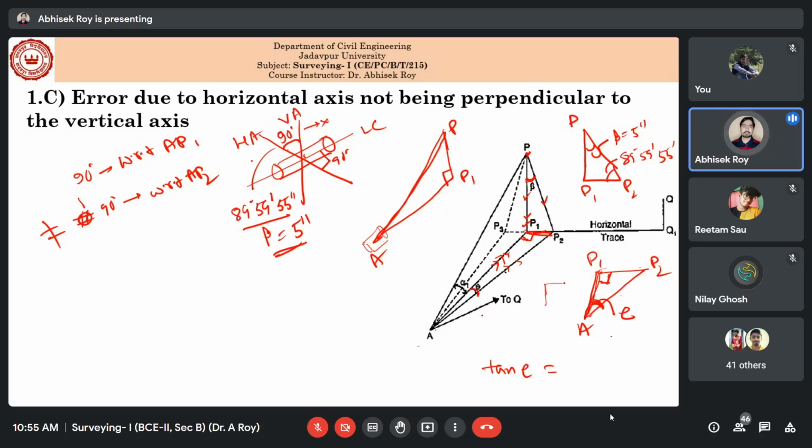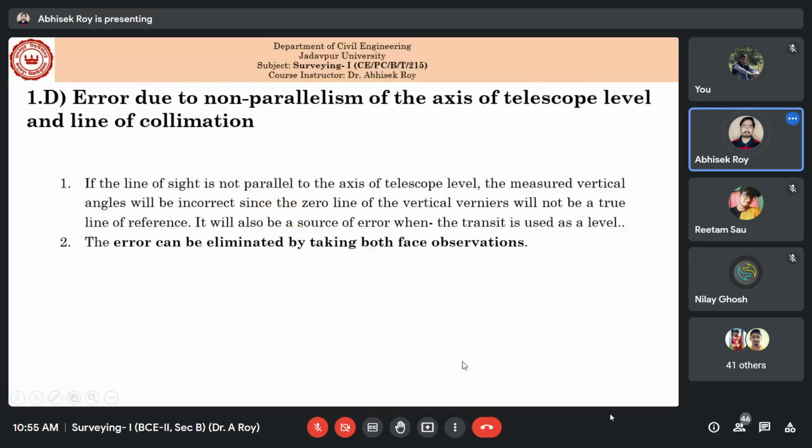Are you able to understand? This is the perpendicular and this is the base. So perpendicular is P1 P2 and base is AP1. So this is tan E. So this we have to calculate.